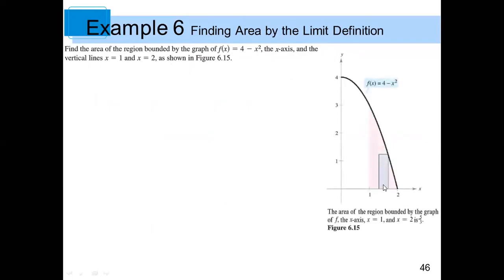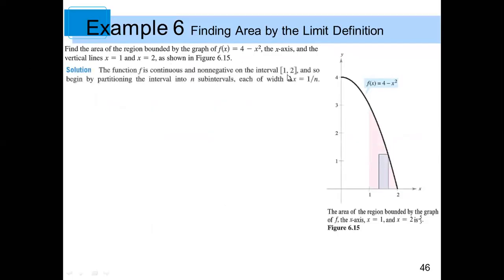So here we go, 1 and 2. The function is continuous and non-negative on 1 to 2. Begin by partitioning the interval into n subintervals, each with delta x equals 1 over n. Again, b minus a over n, 2 minus 1 is 1, over n, so it's 1 over n. That's your delta x, the thickness of each rectangle.